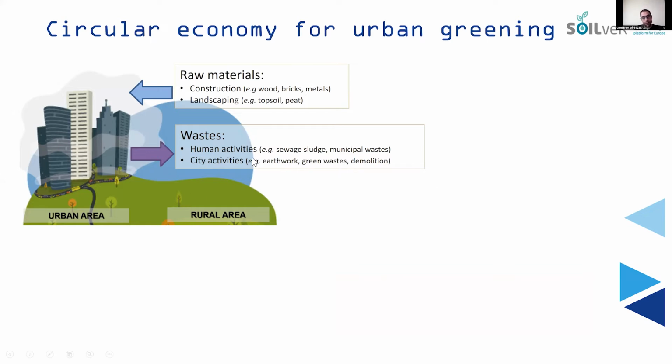Let me put it in a very simple way. Right now, the situation is that we are importing raw materials from rural areas, both for construction, wood, bricks, metals, and so on. But we are also, as I just explained, importing materials from rural areas, such as topsoil and peat, for example, in order to green our cities. Then, due to the activities in our cities, we are producing some wastes that are later exported to rural areas. Waste coming from human activities, but also from city activities, earthwork, demolition, but also, of course, the management of green areas. Green waste comes from grass cuttings and tree cuttings, and very often it can be composted, for example, outside of our cities.